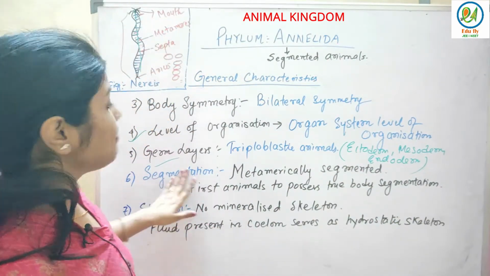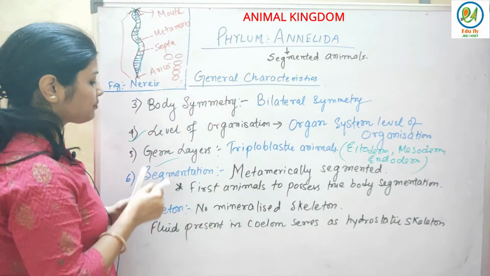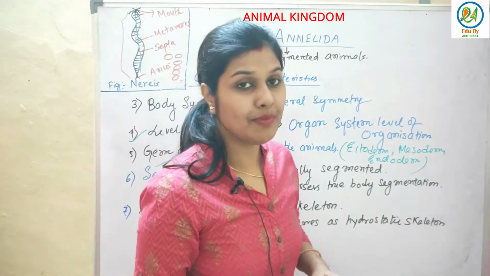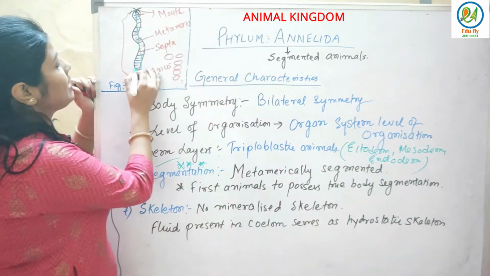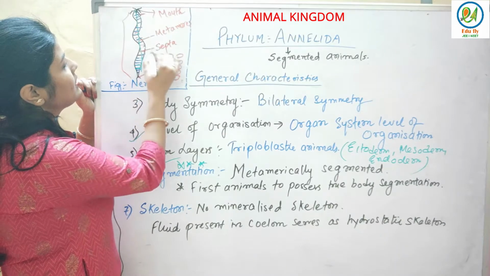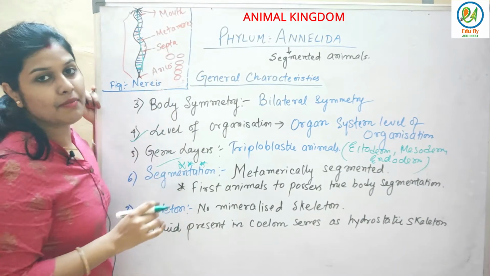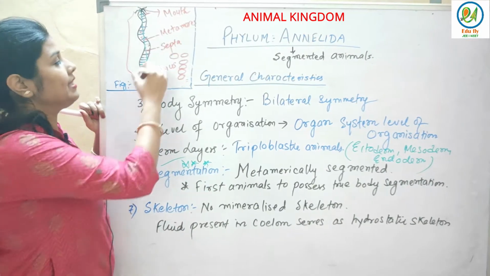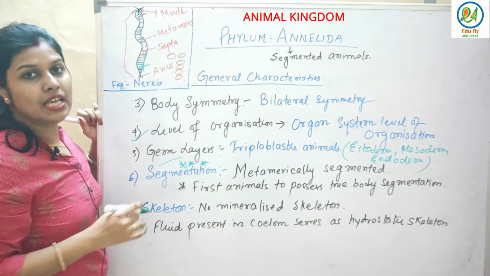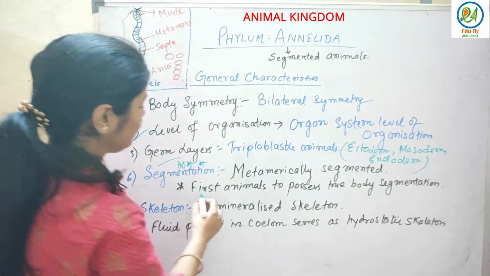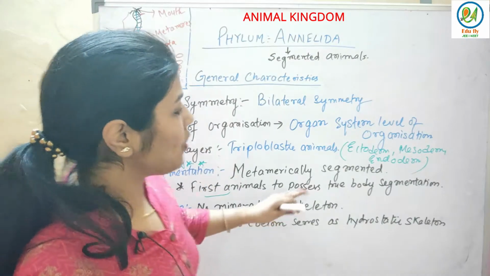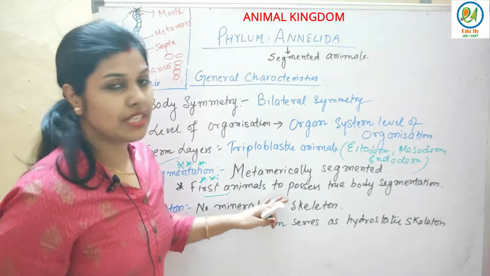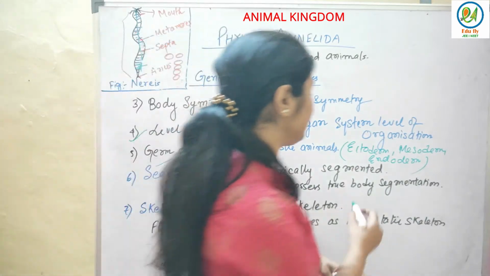Fine. Segmentation is very important from the NEET point of view. Those organisms are metamerically segmented. This segmentation is known as metameric segmentation. These segments are called metameres. And this process of segmentation is known as metamerically segmented. These are the first animals to possess true body segmentation. This is also very important from the NEET point of view. Just remember, first animals to possess true body segmentation.